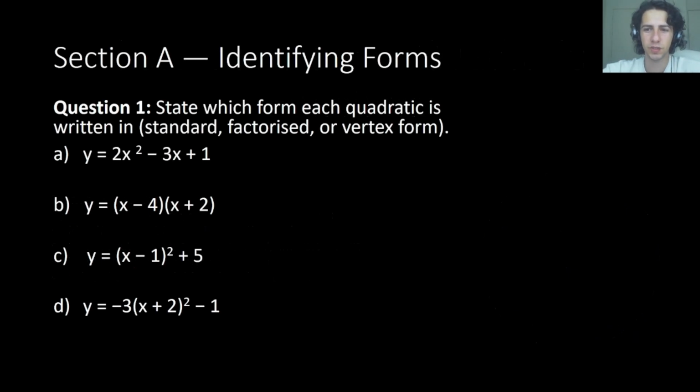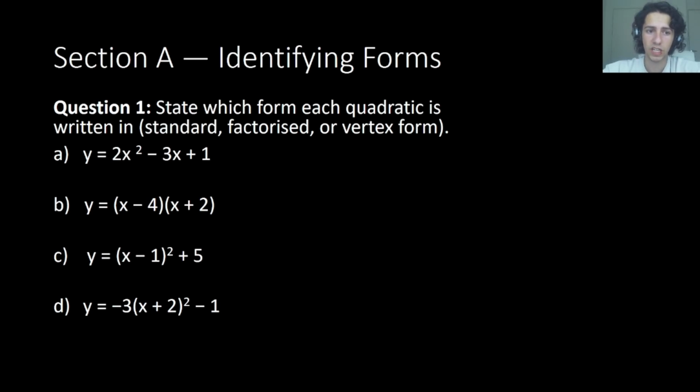Section A, identifying forms. Question 1, state which form each quadratic is written in: standard, factorized, or vertex form. This little section here is going to be a bit of revision on what we did last time. Look at what each one of them looks like, and notice if you can get it into an ABC format, which is the standard form, a factorized form, which will have two separate polynomials multiplying each other, or vertex form, where a polynomial is squared, and then a number is added afterwards. Now, let's look at the first one.